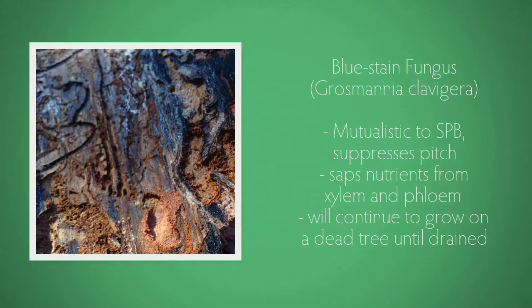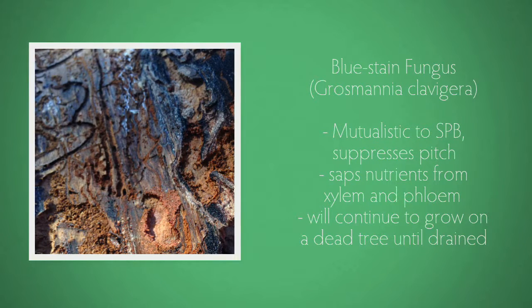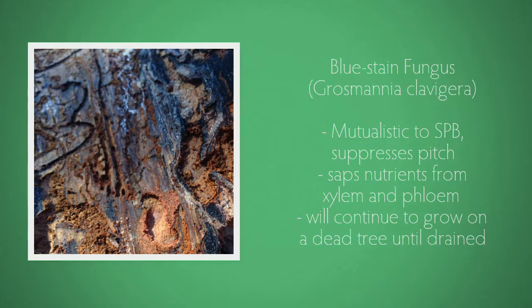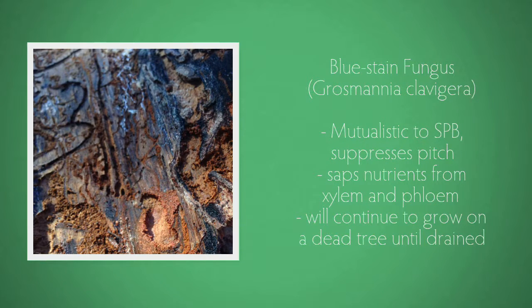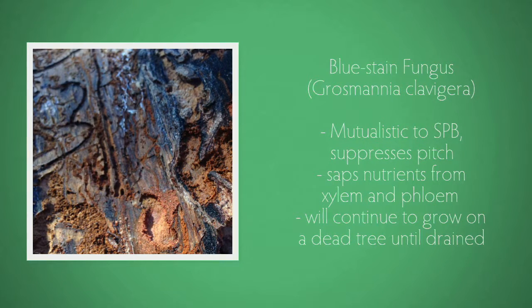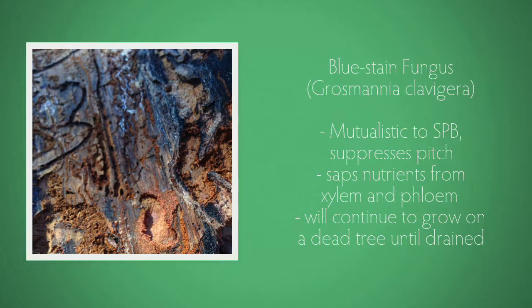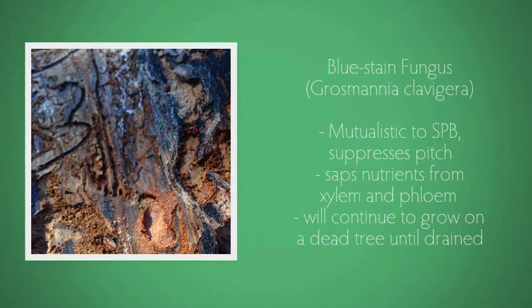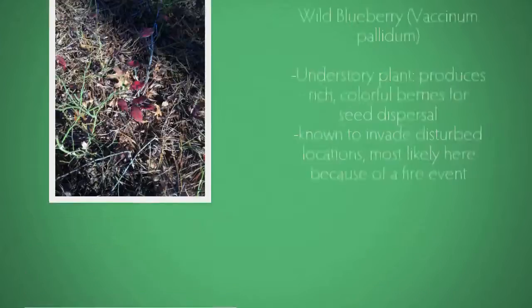Blue stain fungus are mutualistic towards the southern pine beetle. This means that they have a win-win relationship. The fungus suppresses the ability for the trees to pitch out, which means that the beetle can enter the tree more successfully. Now that the beetle and the fungus both have access to the nutrients in the xylem and the phloem, the fungus will continue to grow on the tree until all nutrients are drained from the vascular tissues.